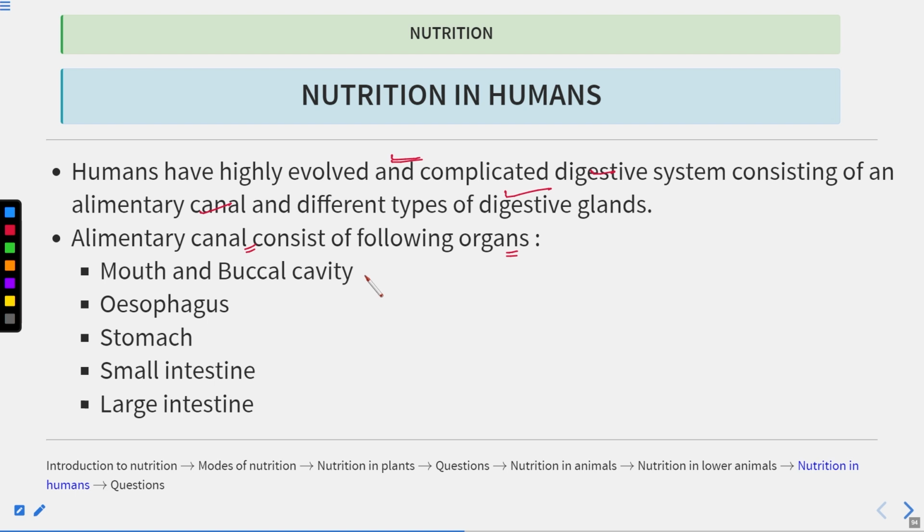First is the mouth, which is present in the buccal cavity. The buccal cavity consists of what? It consists of the salivary glands, which secrete saliva, and the role of saliva we have already seen. Then it also consists of the teeth. And the third component of the buccal cavity is the tongue.